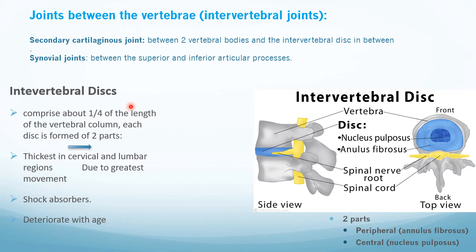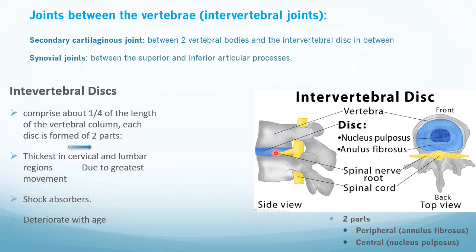The most important is the intervertebral disc. It forms about 1/4 of the length of the vertebral column. This is number one. The intervertebral disc is thick in the cervical and the lumbar region. Why? Because in these regions the movement occurs mainly, at the cervical and the lumbar region. The intervertebral discs are shock absorbers.